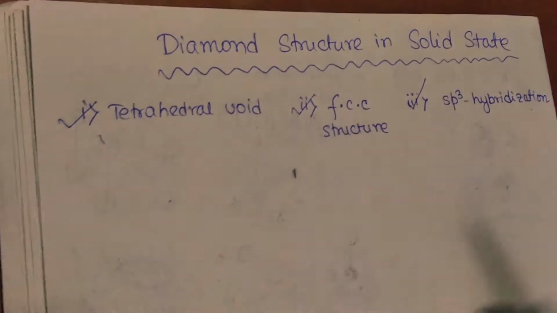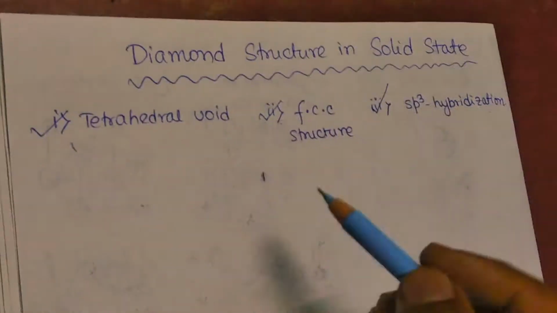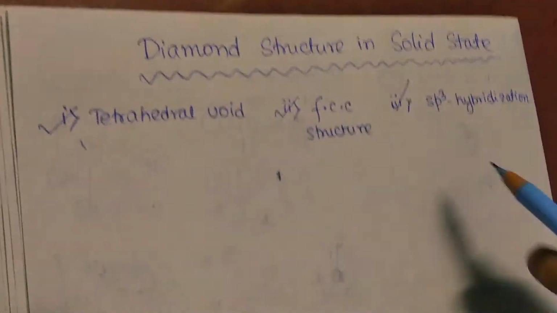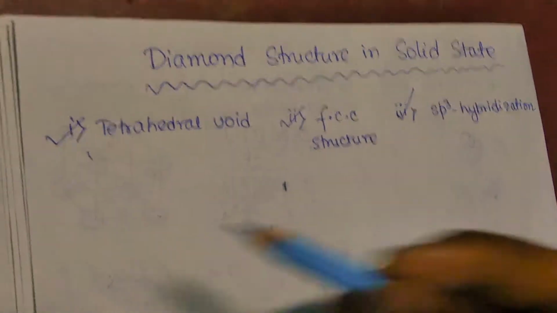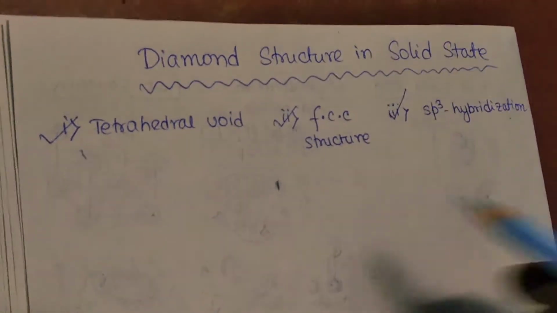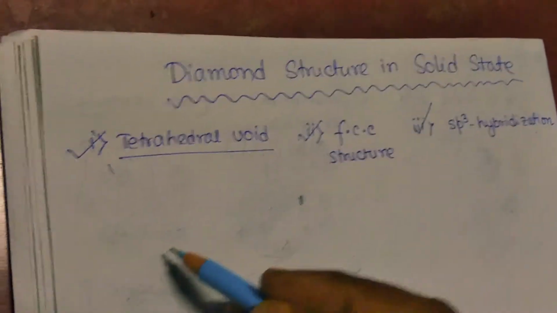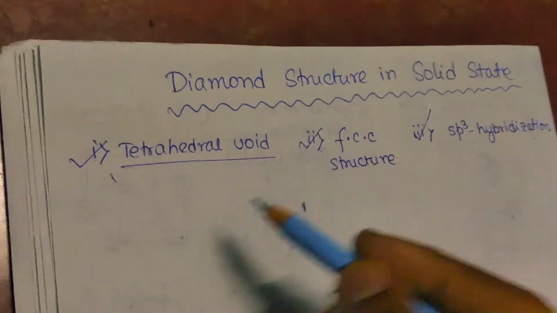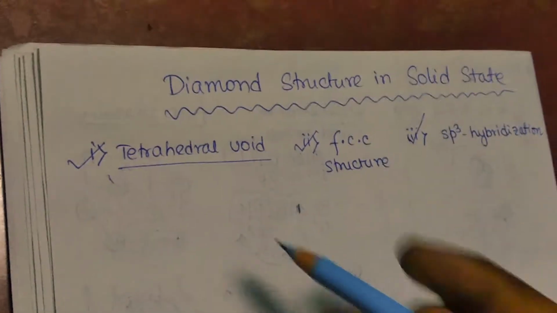So I am going to explain this in short. I think you should all know this, but again I am explaining it in short. If I have any mistake, don't try to judge me. Okay, so what is tetrahedral void space? Tetrahedral void space is basically a void space in the tetrahedral structure.